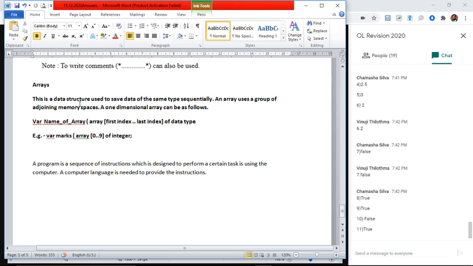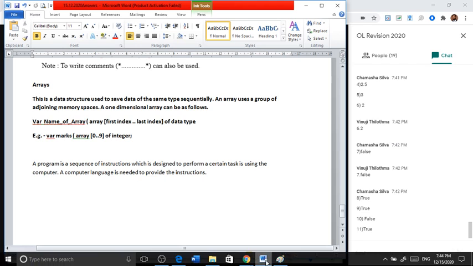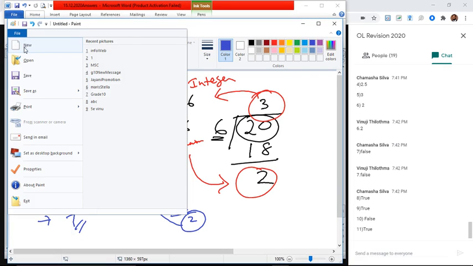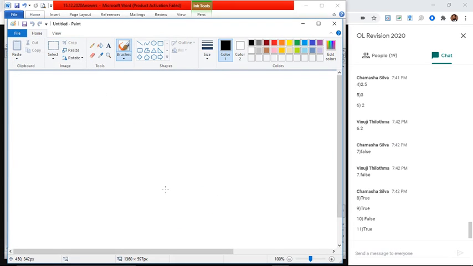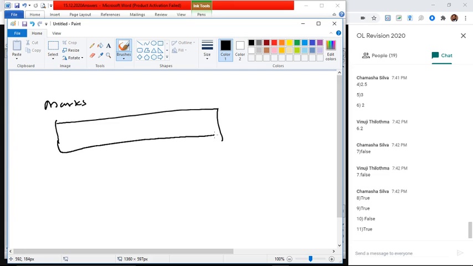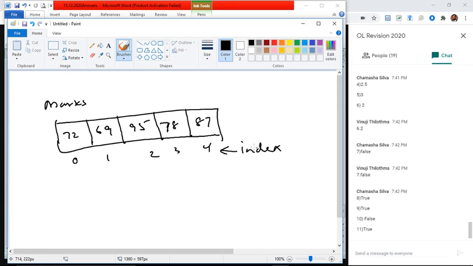Array is a data structure. Why are we calling that a data structure? Let's recall how the array is displayed. Take marks. Under these marks you can store more than one value. So 72, 69, 95, 87, 78, 87, like that, many things you can store. So this will be 0, 1, 2, 3, 4. These things we are calling the index. These are the values.